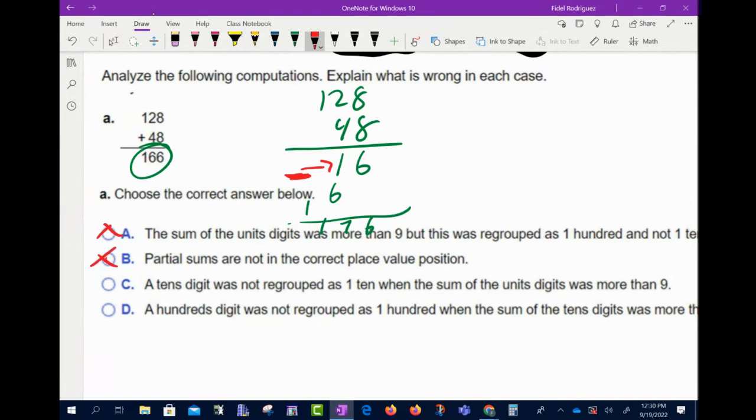Now, part C says a tens digit was not regrouped as 110 when the sum of the units digits was more than 1. So we know that when we did 8 and 8, that gave me 16. So I needed to carry that 1 over, right? And if you notice here, y'all, they did not carry that 1 over. So my choice for part A would have been C, right? Because they did not regroup that 110 when we did our partial sums, right? Okay.